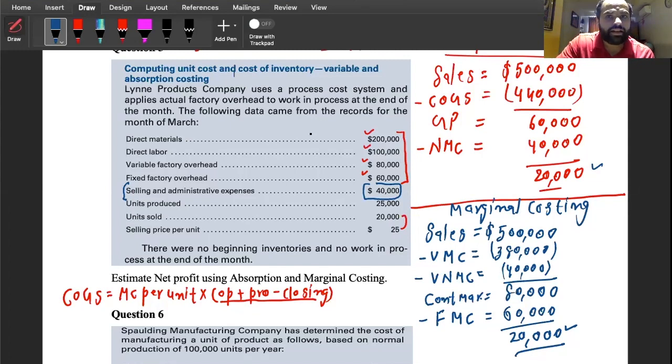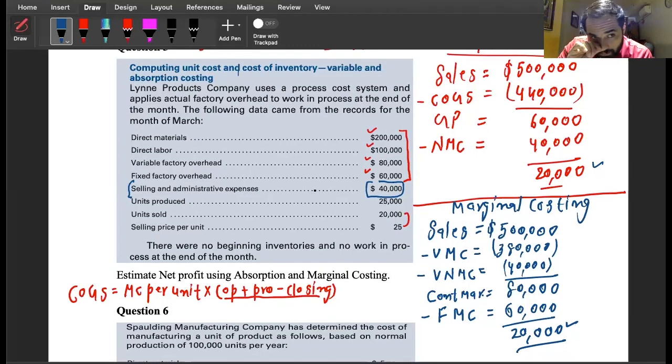So did you understand this question number 5? Any questions for question 5? No question. So no question. Let's move on to question 6.